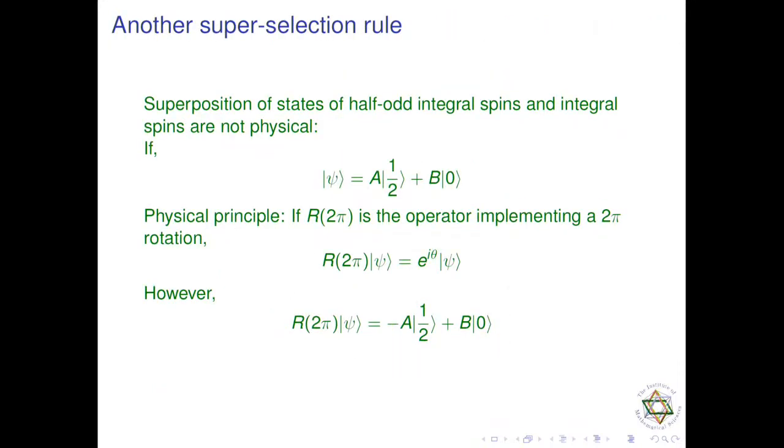Another common example is that you cannot superpose a spin half and a spin zero particle state, because again the physical principle is that it should be invariant under rotation, at most picking up a phase. Whereas if you rotate such a superposition, you get a minus sign, and you get a totally different state. So these states are not physically consistent.